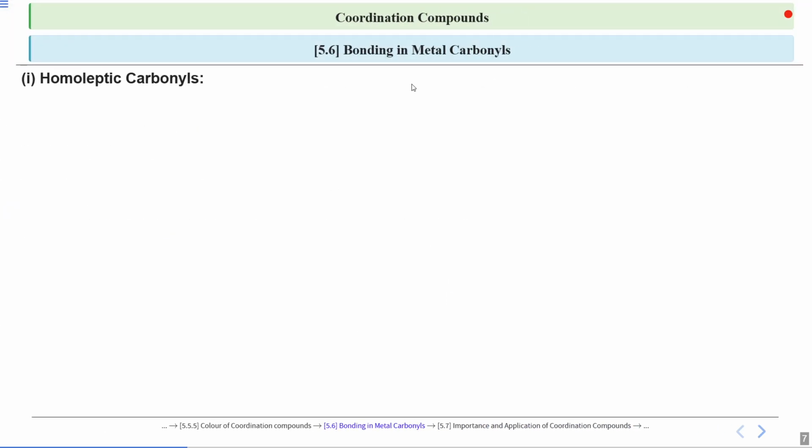Okay. Let's talk about our next section, 5.6, that is bonding in the metal carbonyl. So we have seen some applications of color in nature and in the coordination compounds. Now we talk about the metal carbonyls and how the bonding is happening in them. Let's first talk about homoleptic carbonyls. Homo means same. So something is going to be similar.